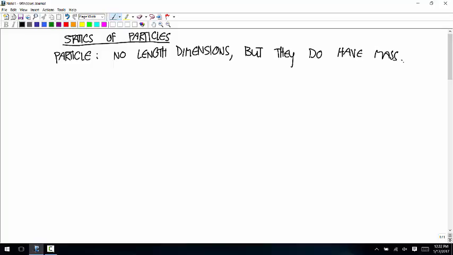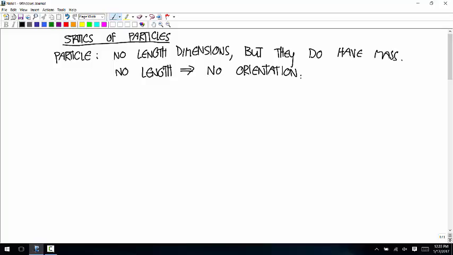And because there are no length dimensions, everything happens at a single point. Everything's concentrated at a single point. And so you can't make any distinction between a left side and a right side, a top and a bottom. Because there's no length dimensions, we lose all ability to monitor orientation. Okay? So no length means no orientation. All we can do is track the location of this thing as it moves around.